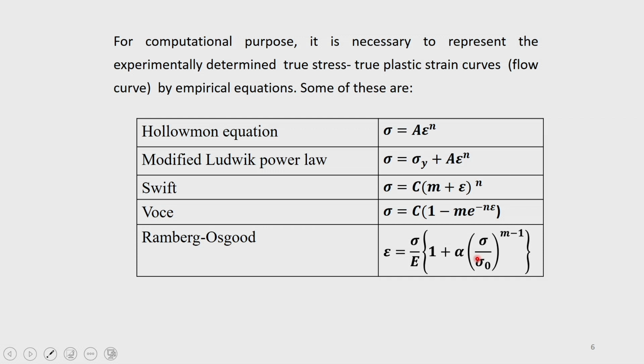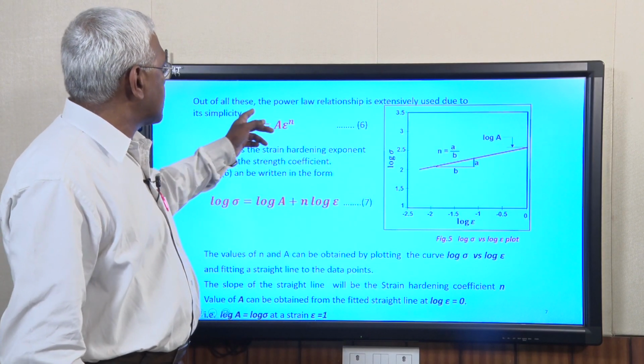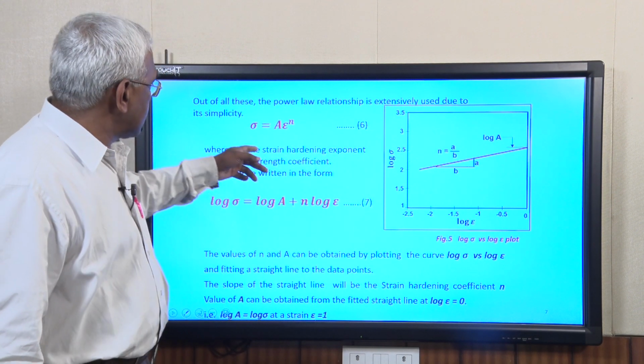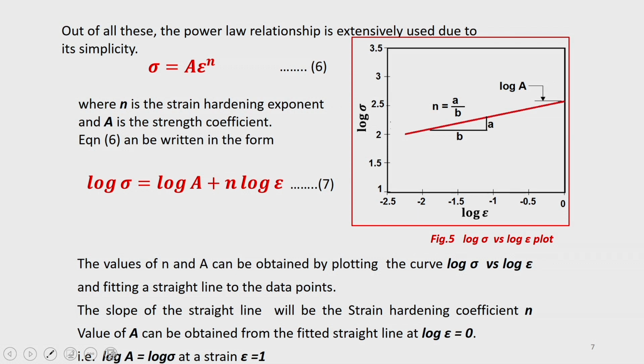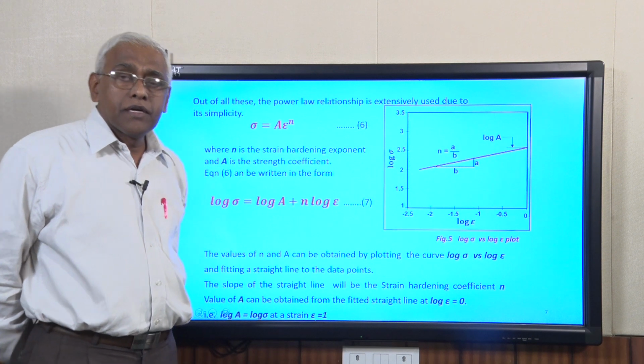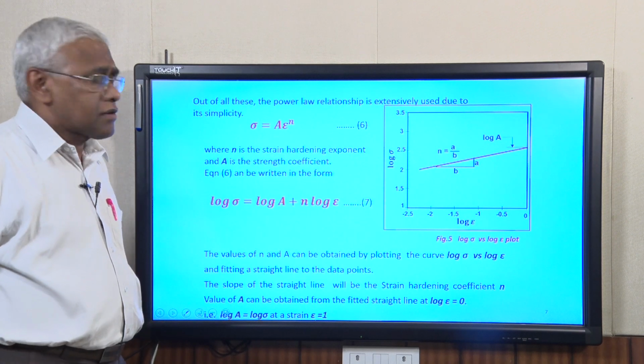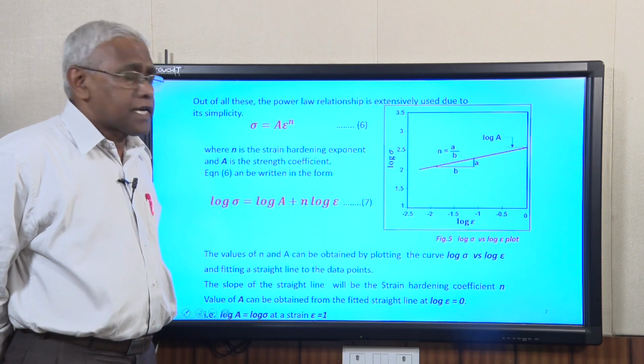Now, you will find that a large number of forms of empirical equations are available in the literature, okay. But out of all these, the most convenient expression is that of the power law equation given in this form, sigma is equal to A epsilon raised to n, because of its simplicity and the way it can be used for any computational purpose. This becomes a very handy relationship, okay. It is a very convenient relationship for all this analysis purpose.